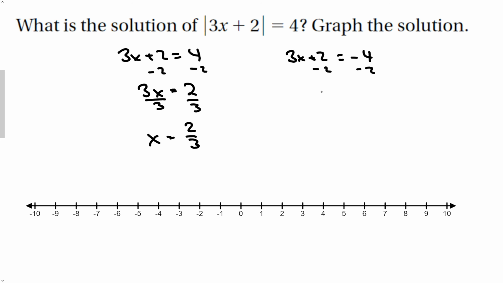Subtract 2 from both sides, 3x is negative 6. Divide out the 3, and so x is negative 2. And we just put a dot at negative 2, and 2/3 is almost 1. And there's my two solutions.